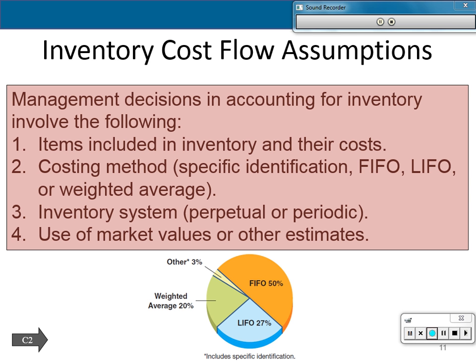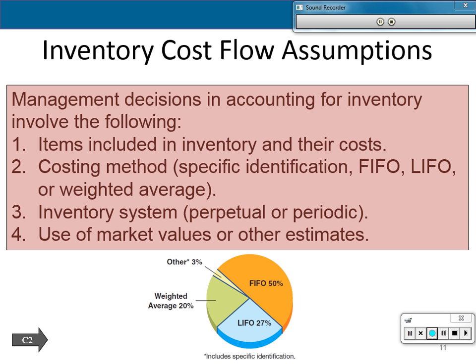Now, FIFO stands for first in, first out. The inventory that you purchase first is the first to go out when it's sold. LIFO, last in, first out, means the last inventory that you purchase is the first to go out when you sell. So what does that mean?